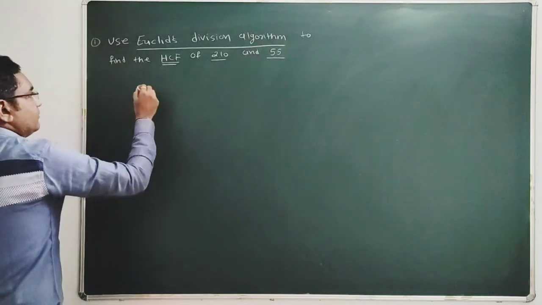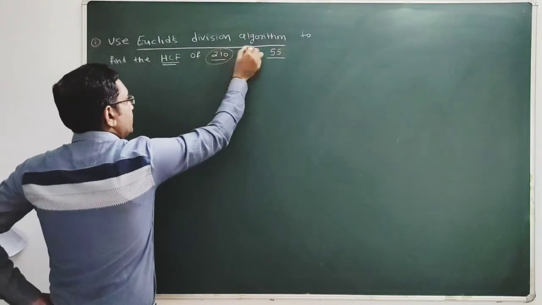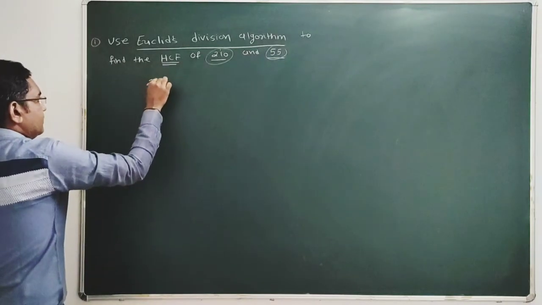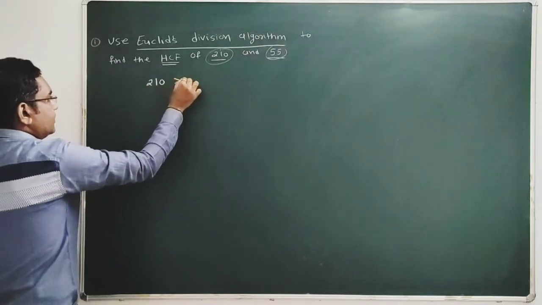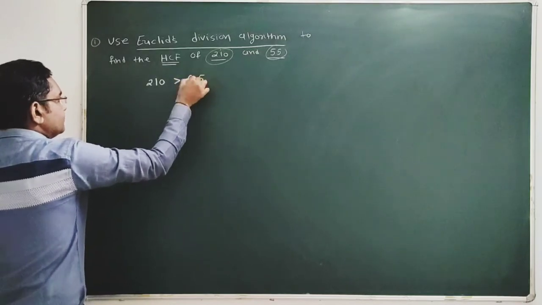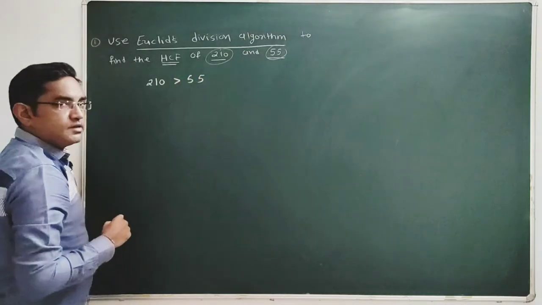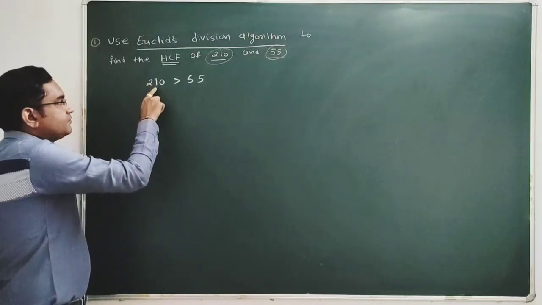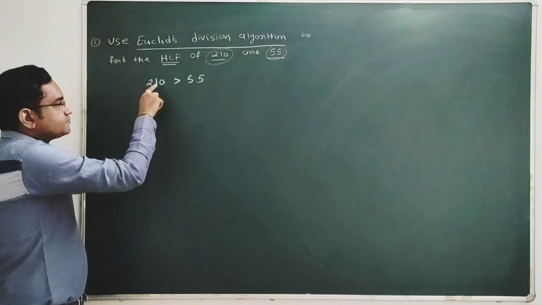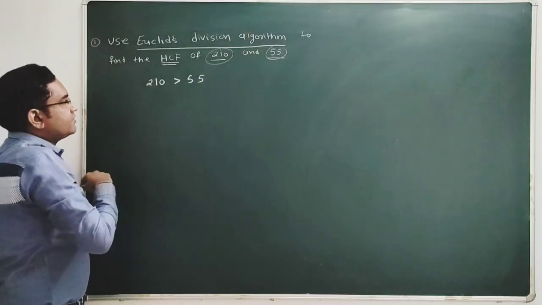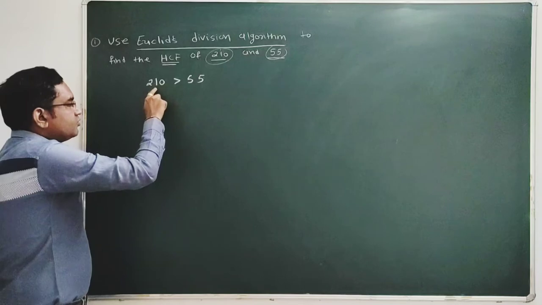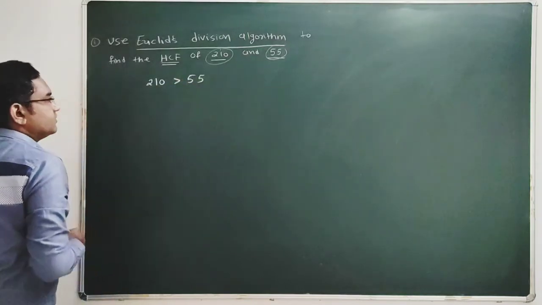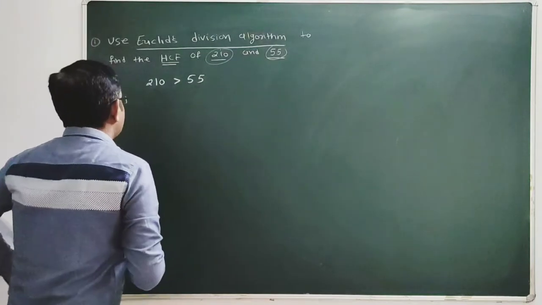So first step, we have to check which number is greater out of these given two numbers. So here we can say 210 is greater than 55. Done. So now we can apply Euclid's division lemma. Now we are applying Euclid's division lemma by considering this 210 as a dividend and this 55 as a divisor. Done. So here we have to consider long division.